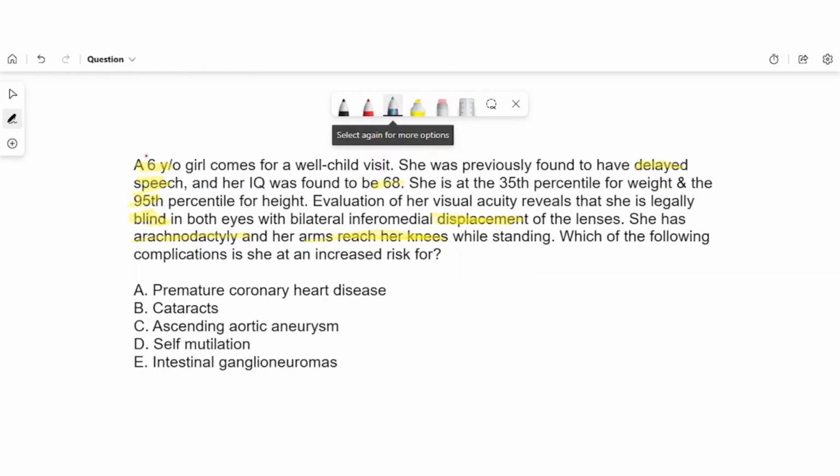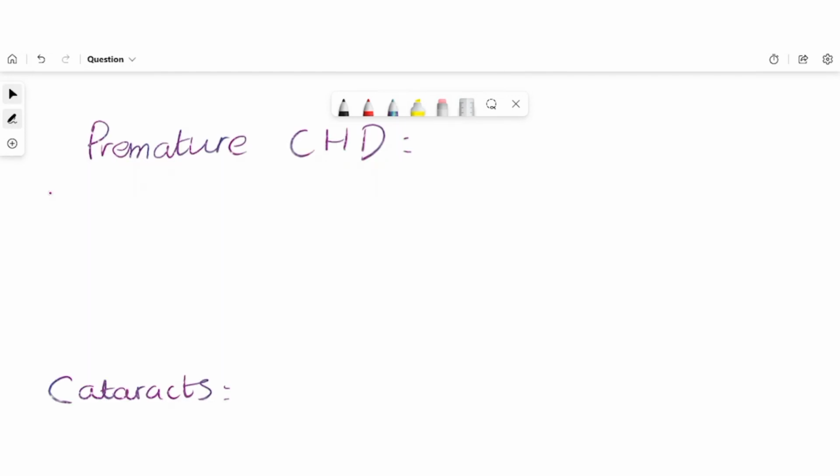Now that we've gone through the signs and symptoms of this condition, what do you think the answer to this question would be? If you chose A, then you would be correct. Now let's go through each of these options and see why they would be correct or incorrect. So what's up with premature CHD? Well, firstly, you have an increased homocysteine level in this condition. That leads to an increased risk of both thrombosis and atherosclerosis.